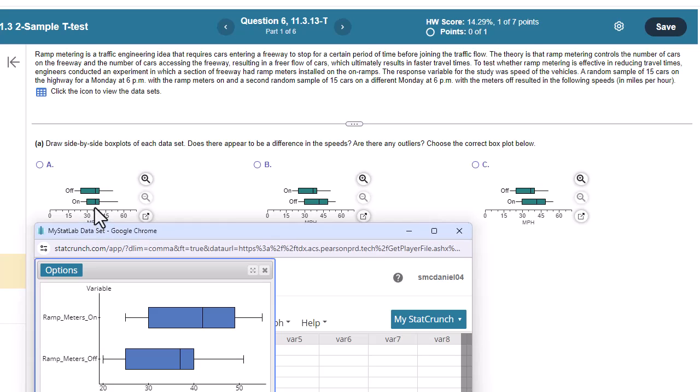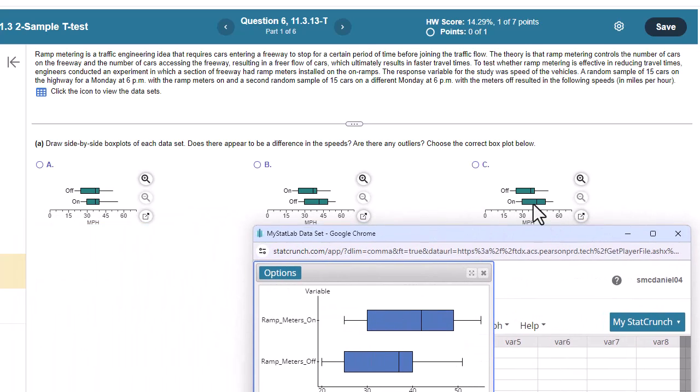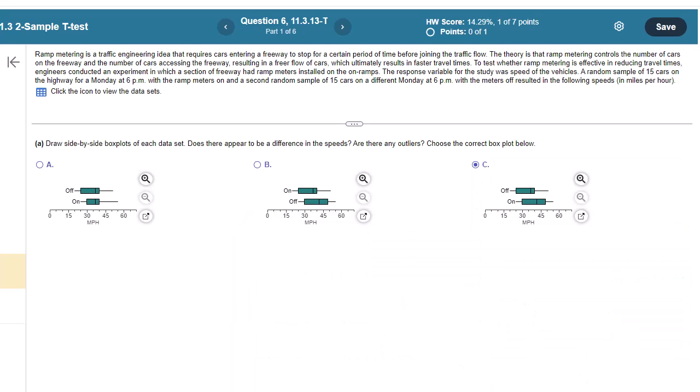So this one here is definitely not A, because A has the medians about the same. So definitely not A. If you look at B, it has the ramp meter off at higher. Let's look at A. Ramp meter on is at 42 and ramp meter off. Yep, it's got to be A, although these are flipped. It doesn't matter what order we put those in. Go ahead and mark C.